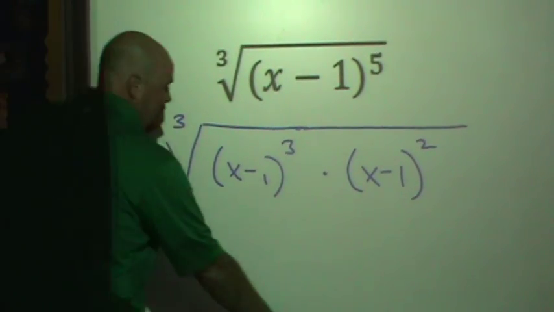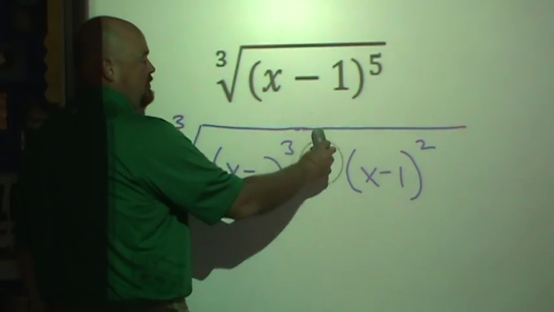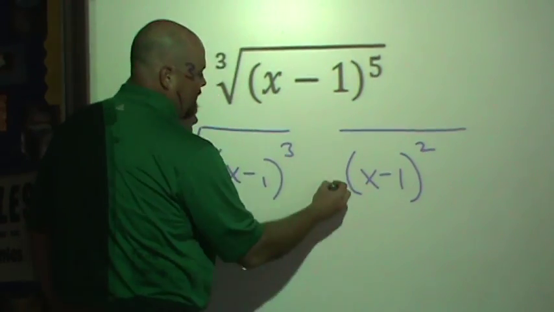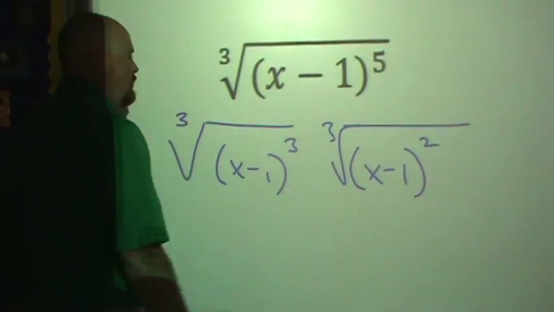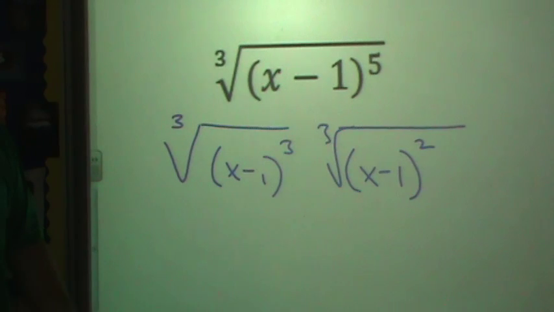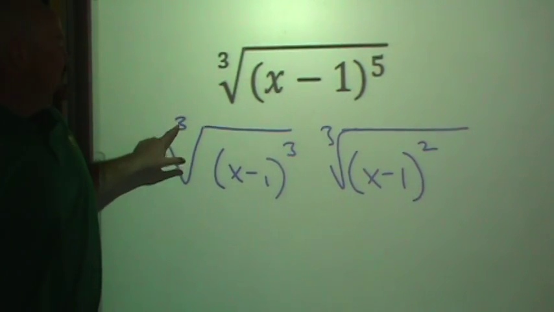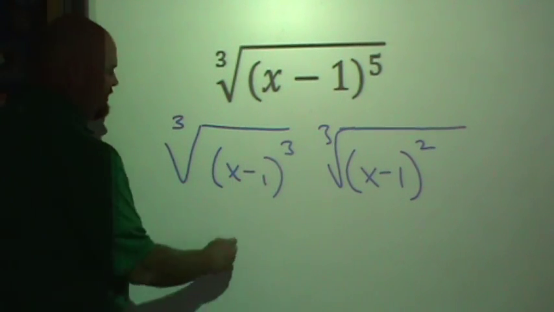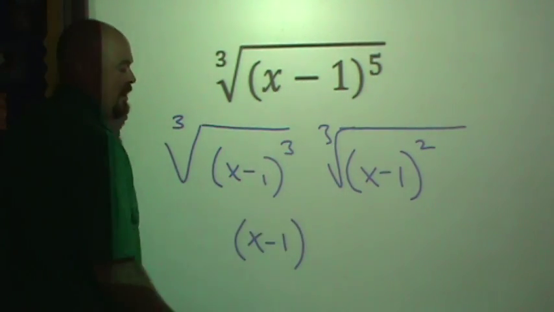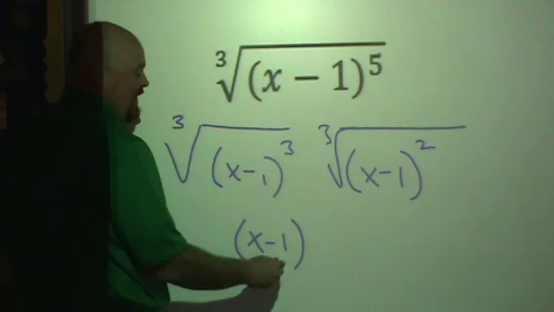And watch the presto change-o here, this separates into two separate cube roots. I can separate a product into two separate roots. The cubed root of something cubed is going to cancel. So I have an x minus 1 that I was able to simplify out.